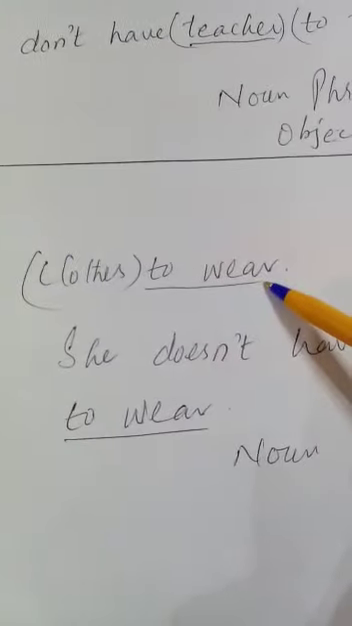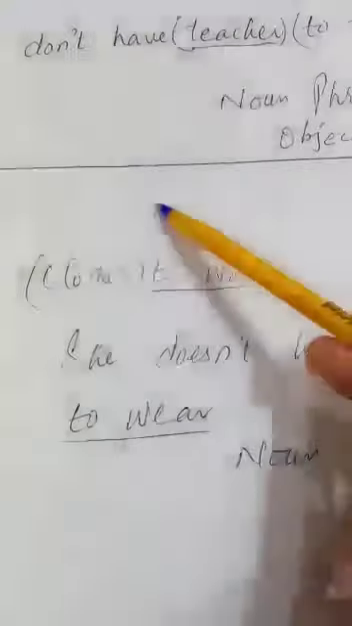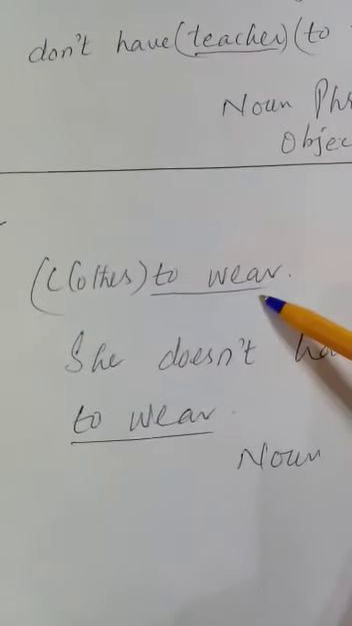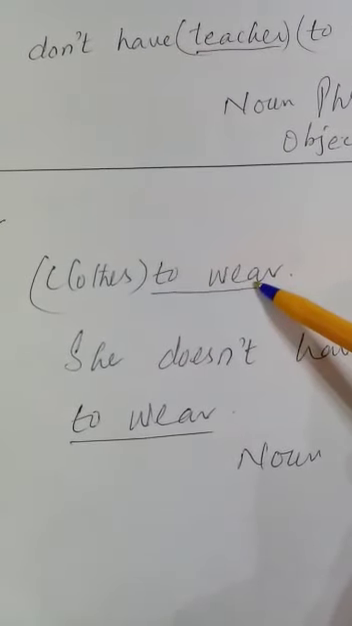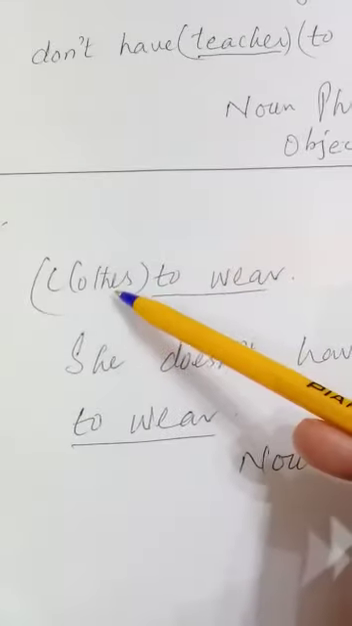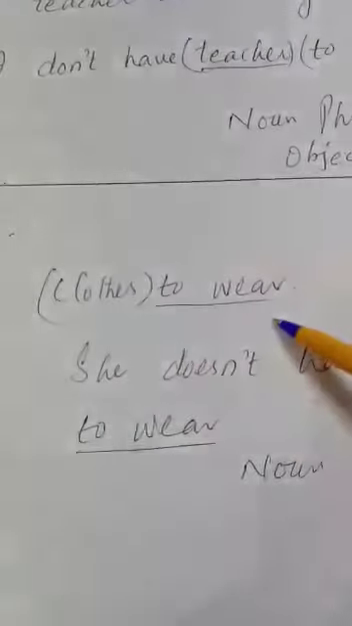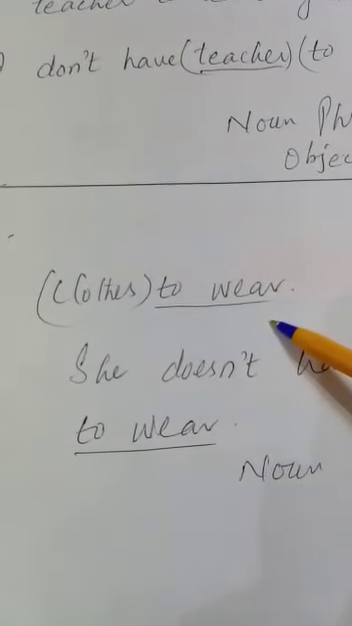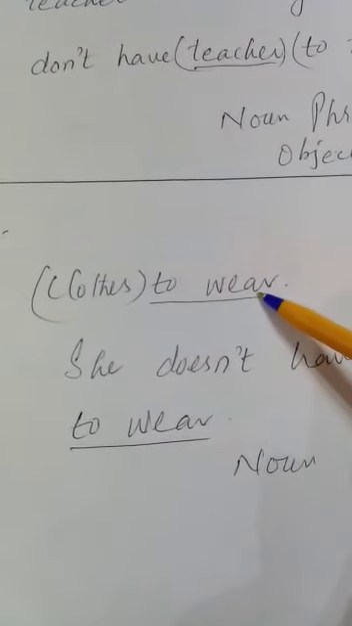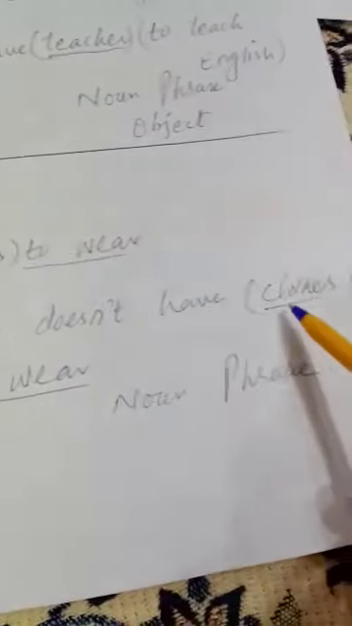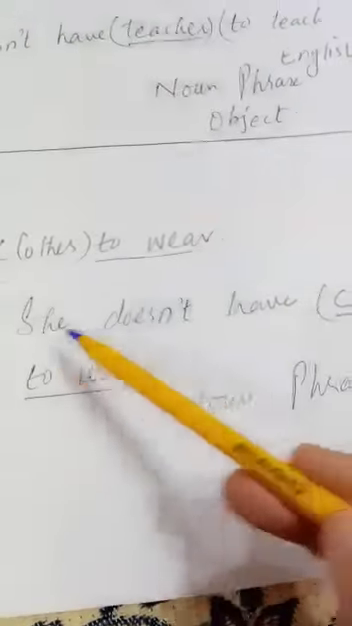Clothes to wear: clothes is the noun, to wear is the infinitive phrase, the post-modifier, modifying this noun clothes. And this infinitive phrase added with the word clothes, which is a noun, makes a complete noun phrase. If I use this noun phrase in a sentence, it will be like this: She doesn't have clothes to wear.